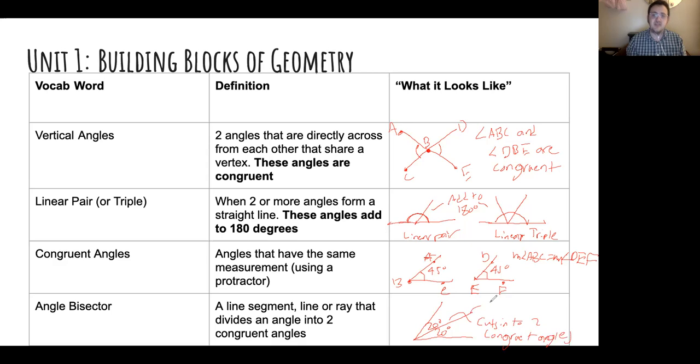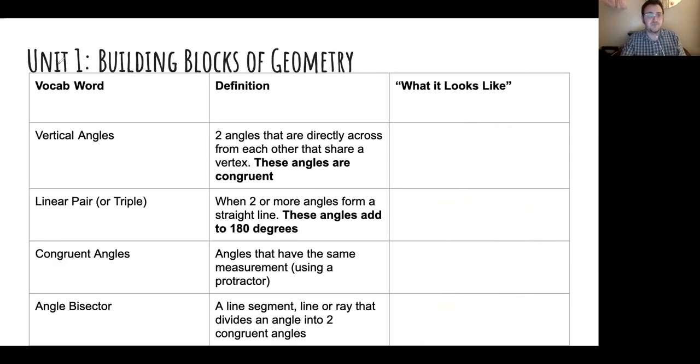And this line in the middle is your angle bisector. So you may want to pause for a minute and make sure you have all these pictures down. And we will do a few more geometry basics vocabulary words as well.